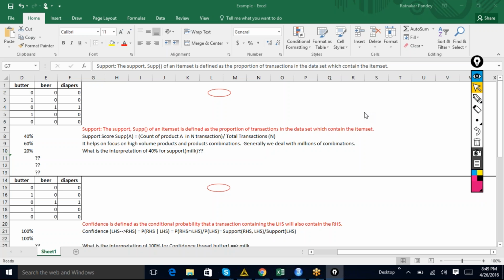Now, why is this important? Why should we look at the support? Why do you think we should understand how many transactions have a particular item sold? What would be your guess, guys? Any ideas why this may be happening? Why should we look at support?